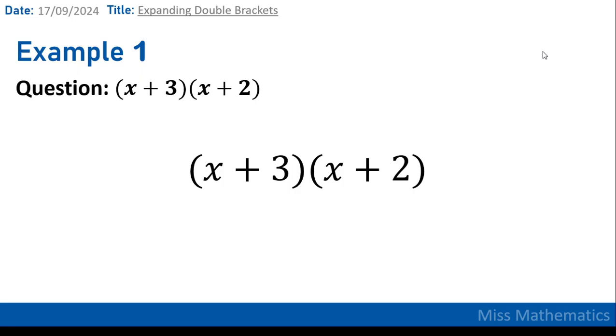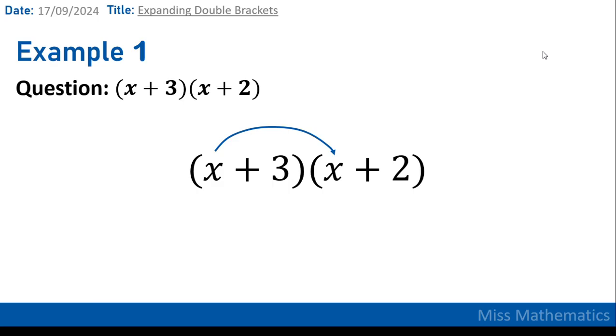So example 1, x plus 3 times x plus 2. Remember, when two brackets are next to each other like this in algebra, that just means you're multiplying. So this sum is equal to x plus 3 times x plus 2. First we need to multiply x by the first term in the second bracket.